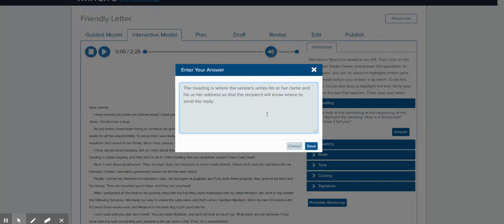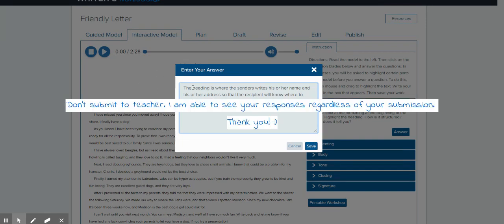So before I click save, I'm going to double check my spelling. And maybe I'm going to make this 2 sentences so it's not a huge long sentence. And I don't start a sentence with the word and. So the heading is where the sender, oh, and I need to erase this extra S. See why it's so important to go back and check your work? The heading is where the sender writes his or her address, his or her name.